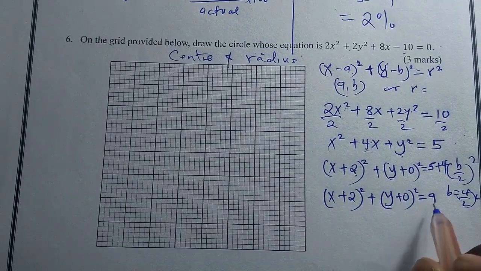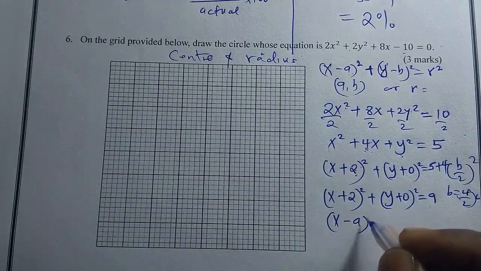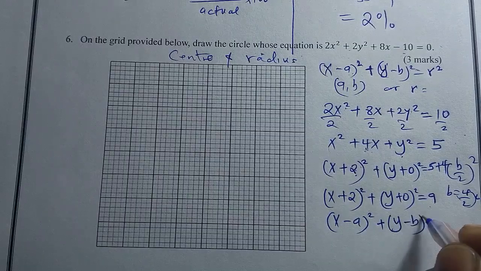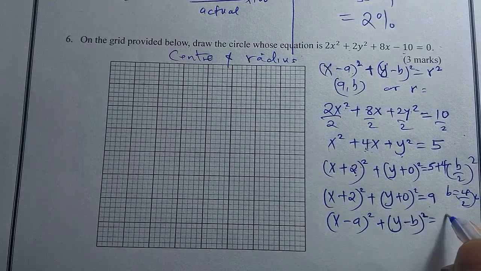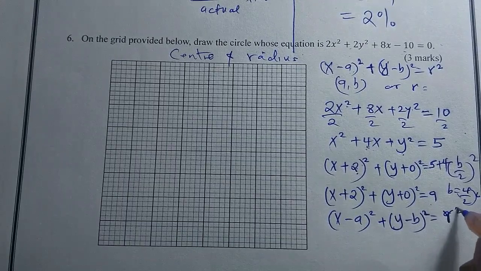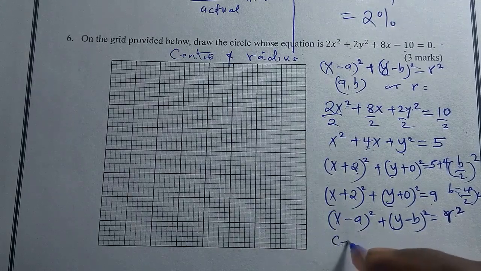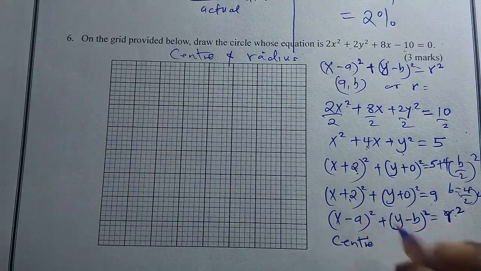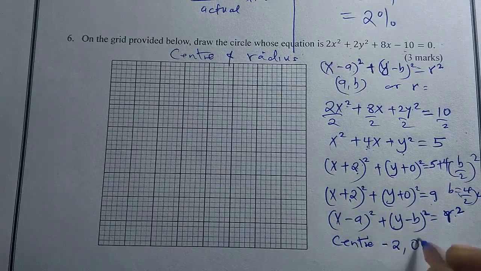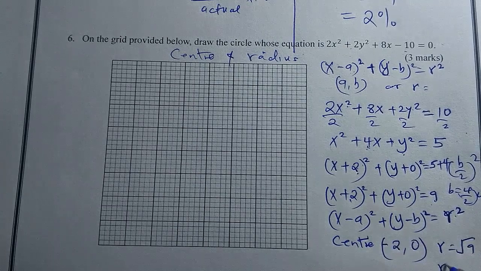Now this one is in the form x minus a squared plus y minus b squared is equal to r squared. So 9 is r squared. Our center from here is -2, 0. Our r is the square root of 9, so r is equal to 3.